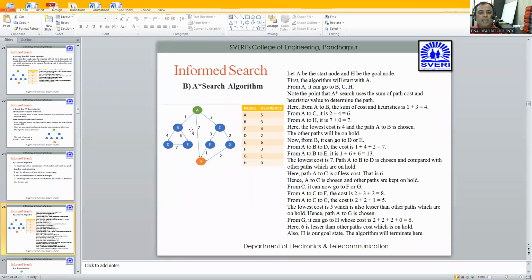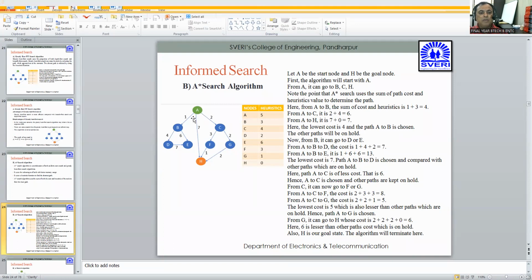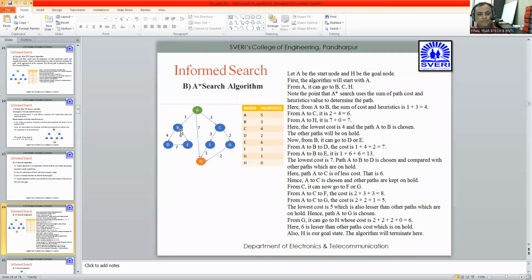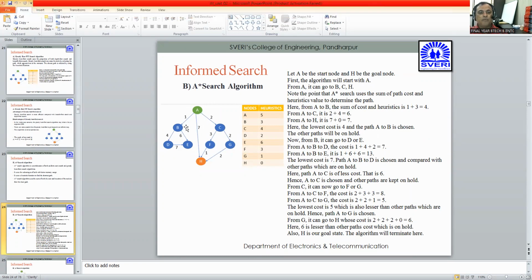Now let us assume from A, it will go to B. So B is 3. So A to B will be a combination of 1 plus 3, 4. Okay. Now from A to C, what is C? 4. So C will be a combination of 2 plus 4, 6. Is it okay? And then A will go to H. So that will be 7 plus 0, 7. So now what is happening? The lowest cost will be 4 and hence it will go from A to B.